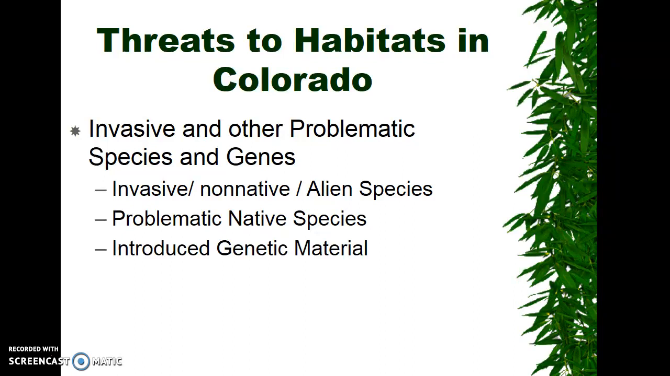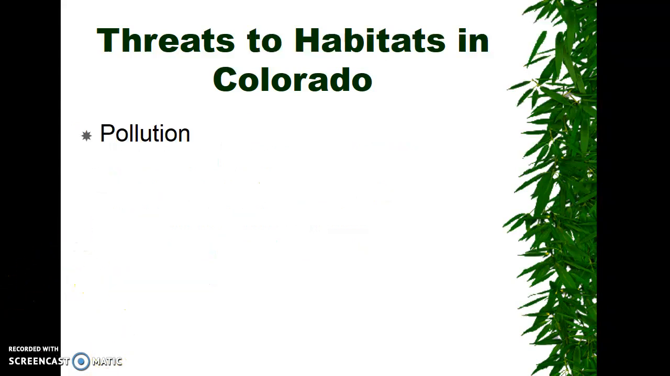riparian systems up there. You can get situations where we've introduced genetic material into a population, like we discussed with the sage grouse. What has occurred with greenback cutthroat trout would be another example. Or diseases and pathogens that might come in and harm wildlife and change the population. And again, that one wouldn't be so much a threat to the habitat as it would be a threat to the animals themselves. Pollution.